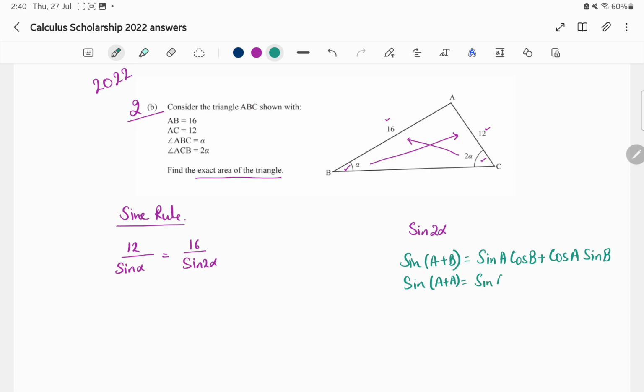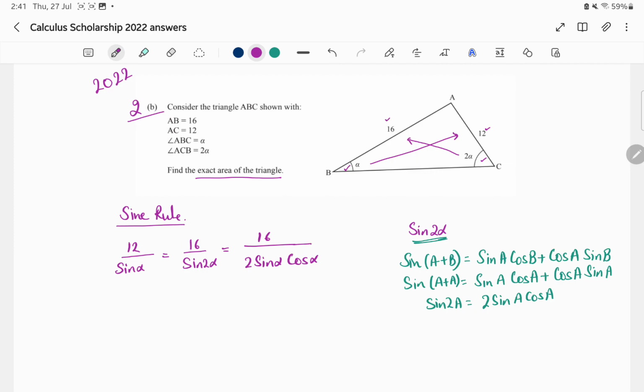So it's going to be sine A cos A plus cos A sine A, and it's going to now become 2 sine A cos A, right? So sine 2A is equal to 2 sine A cos A. So we can substitute 2 alpha there. So let's do that. So we will have this is equal to 16 over 2 sine alpha cos alpha.